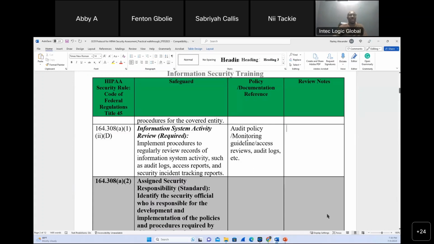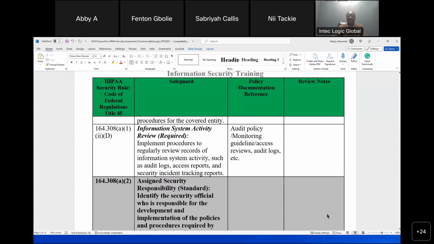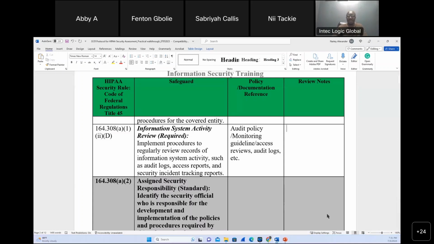Good. So what do you want to see here? When you get this document, audit policy, monitoring guideline, access review, audit logs, security incident tracking reports, what do you actually want to see in that document that will give you that granular understanding that these people are really doing the right thing? Would the procedures list that? Like if there was a step-by-step? Good. There needs to be some kind of step-by-step of how they review the logs.